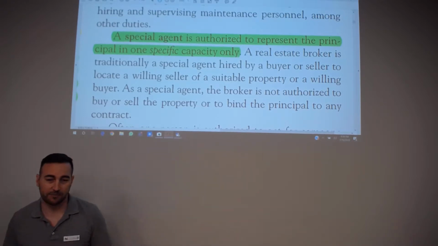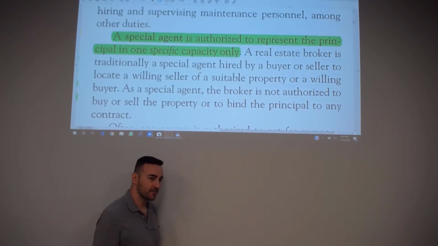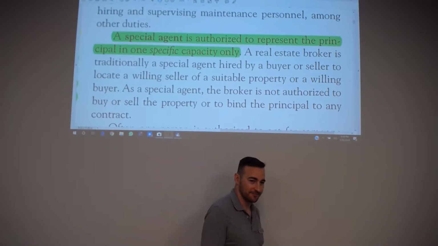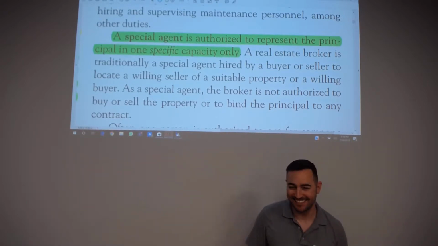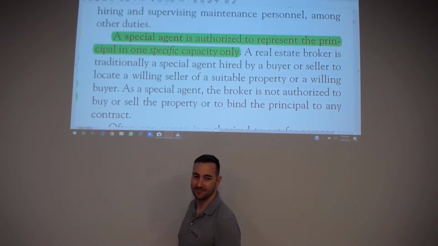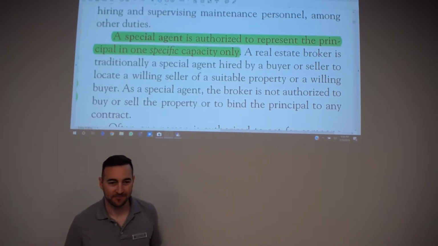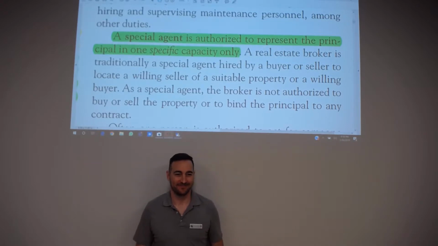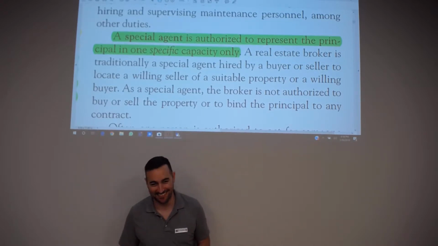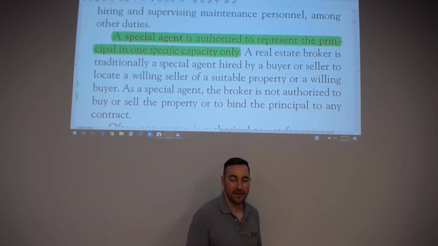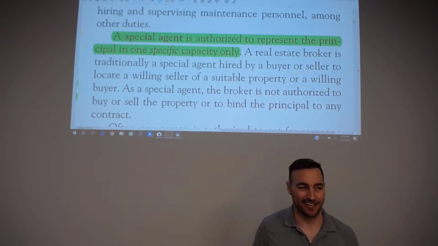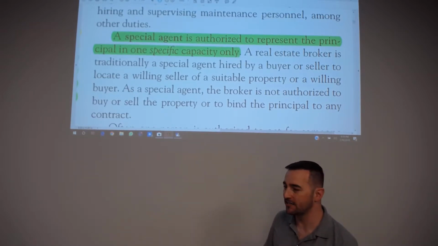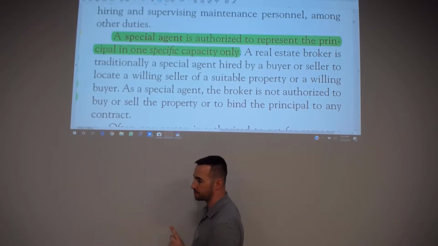And the last one is a special agent. Guess who the special agents are? They're special, right? But guess who they are? We are. The salespeople, the brokers, we're all special. Isn't that lovely? No, we are. Because we represent the seller or the buyer in one specific capacity only.